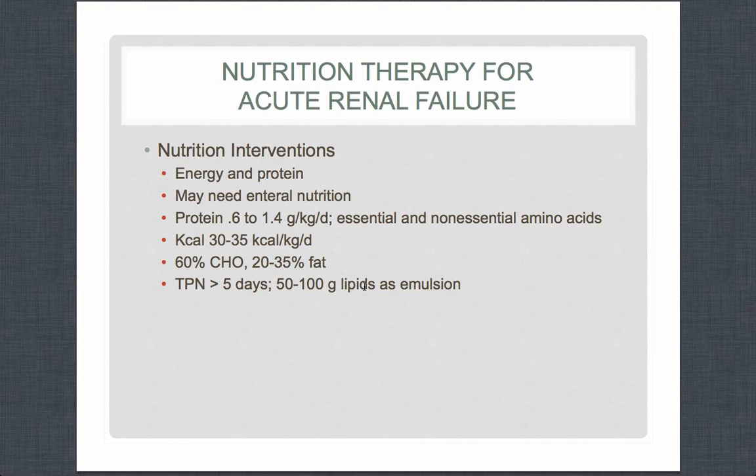Some guidelines on energy and protein, some guidelines on total kilocalories, again, guidance on ratios, about 60% carbs. Now we're at 20 to 35% fat, so obviously very low protein, a 5 to 20% protein diet. And again, TPN for greater than 5 days, usually restoring some fat as an emulsion. So again, this is an indication for TPN.